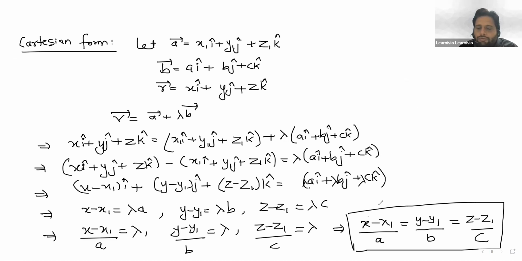Now if you check here, what are x1, y1, z1? They are the i component, j component, and k component of the position vector of the point which is given. a, b, c are the direction ratios of the vector which is parallel to the line. Note down this. We will try a question, then you will be able to understand this better. Please complete this. Raise your hands if it is done.